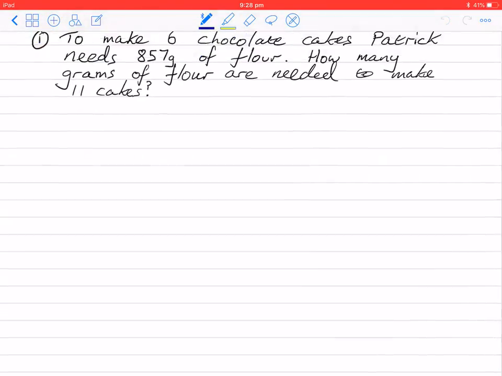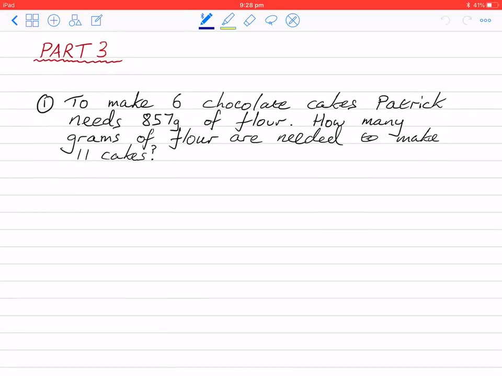Okay, on to part 3 here. We're just going to do one question here. It's not a big step forward from what we've done. Okay, we'll get through it quite quickly. So in this question, it talks about cakes and the amount of flour that you need to make those cakes. So Patrick had 6 cakes he made with 857 grams of flour. And we want to know how many grams of flour are needed to make 11 cakes.